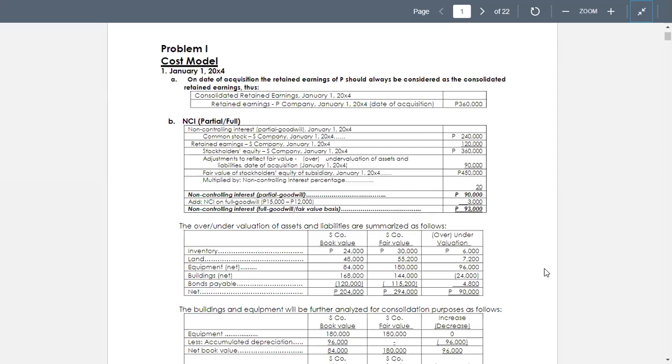Okay? Are you now in the canvas? Can you see the solution guide of problem 1? Everybody? Can you hear me? Yes, ma'am. Can you see the solution in the canvas? Yes, ma'am, it's a PDF for problem 1. It states, problem 1, cost model. Can you see? Yes, ma'am.